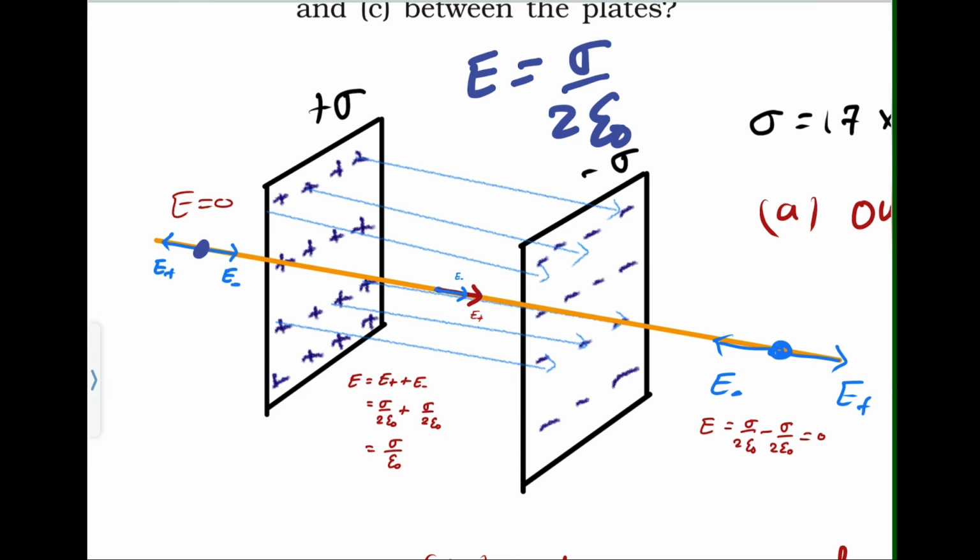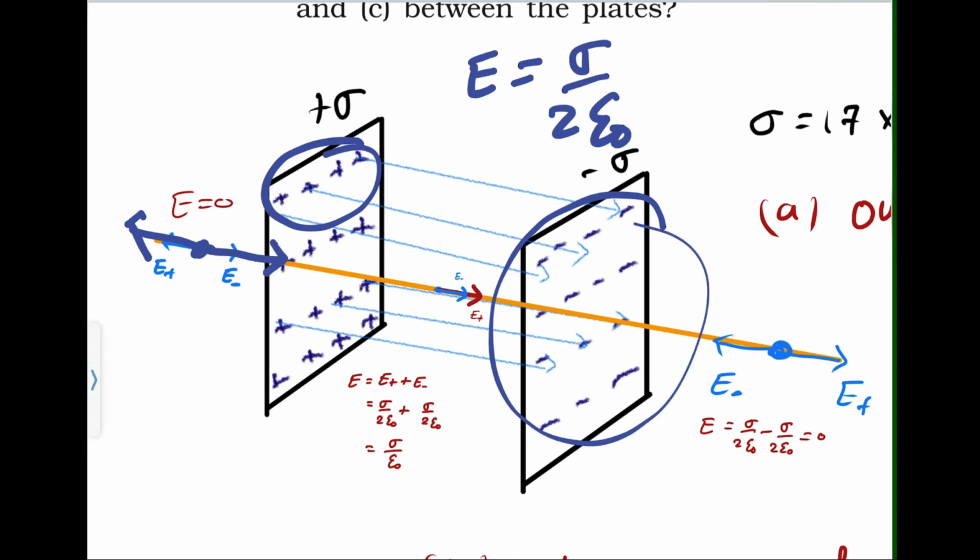It is uniform. So at this place, the positive plate will produce a field away from it, and this negative plate will produce a field towards it. So both fields are equal and opposite, so they cancel each other. So the net field towards the left is 0. Similarly towards the right, this negative plate will pull, whereas the positive plate will push, that is, the field is away from the plate.